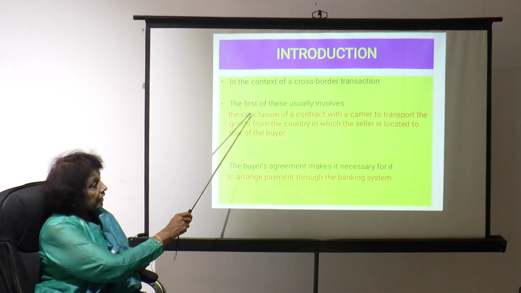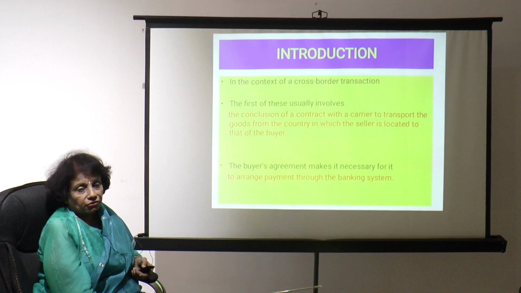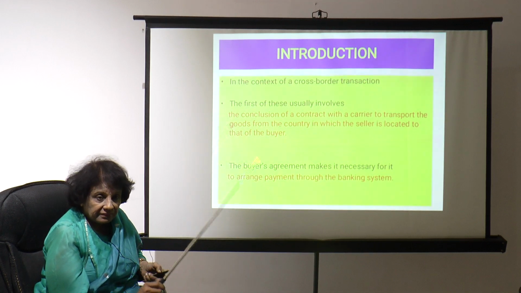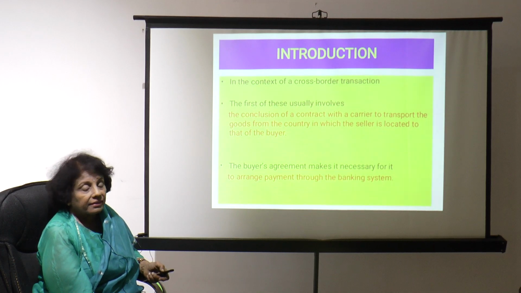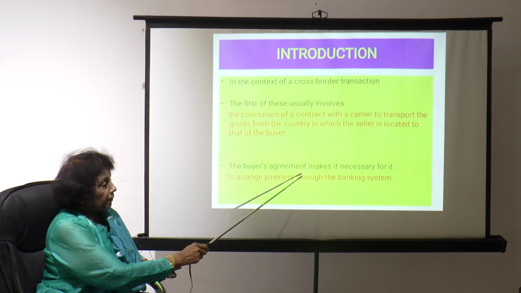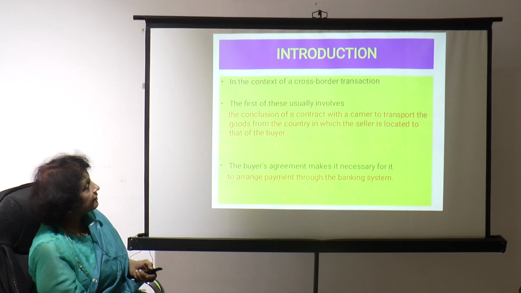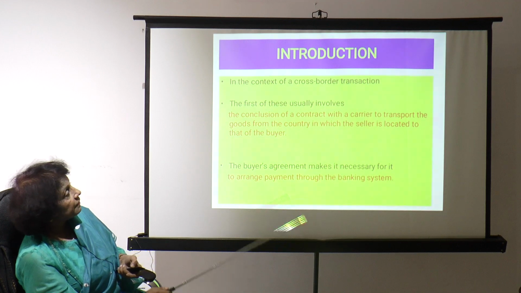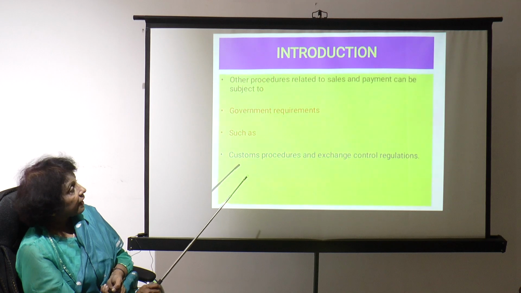So these are the two important points which we will be talking about in the sales contract. The conclusion of a contract with a carrier to transport the goods from the country in which the seller is located to the country in which the buyer is located. The second point comes with the buyer. The buyer's agreement makes it necessary to arrange the payment through the banking system. So let's see how it happens. This is the introduction for the sales contract.